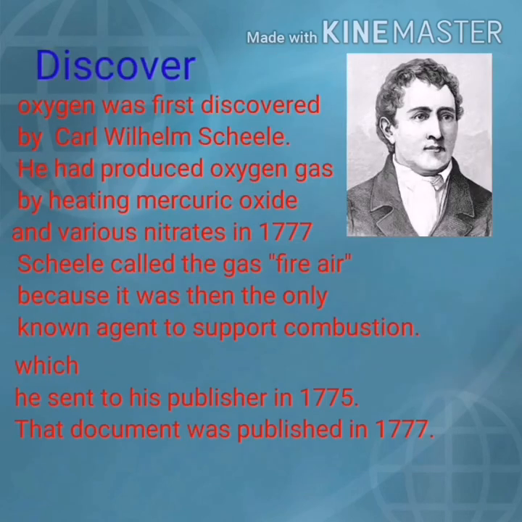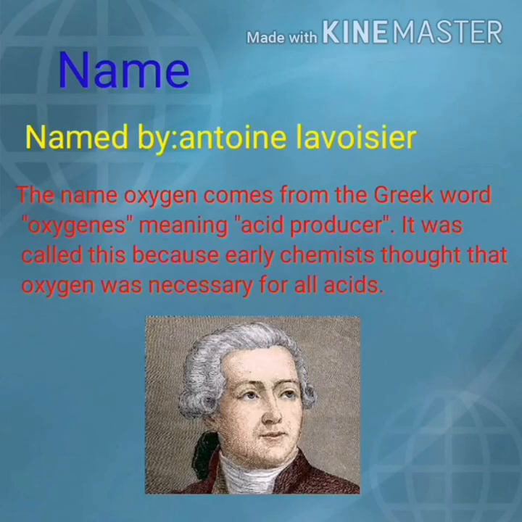Oxygen was first discovered by Carl Wilhelm Scheele. He had produced oxygen gas by heating mercury oxide and various nitrates in 1772. Scheele called the gas fire air because it was the only known agent to support combustion. He sent his manuscript to his publisher in 1775, and that document was published in 1777. Named by Antoine Lavoisier, the name oxygen comes from the Greek word oxygenes, meaning acid producer. It was named this because early chemists thought that oxygen was necessary for all acids.